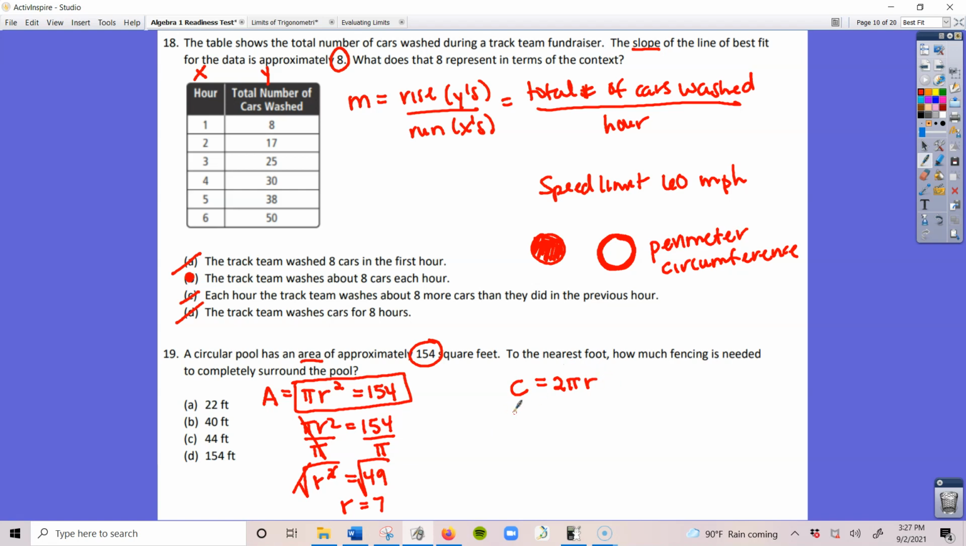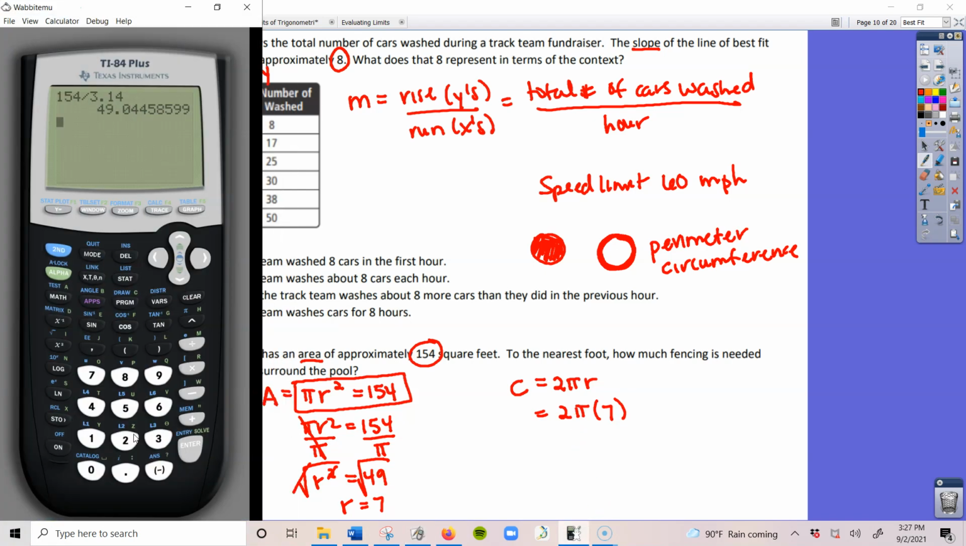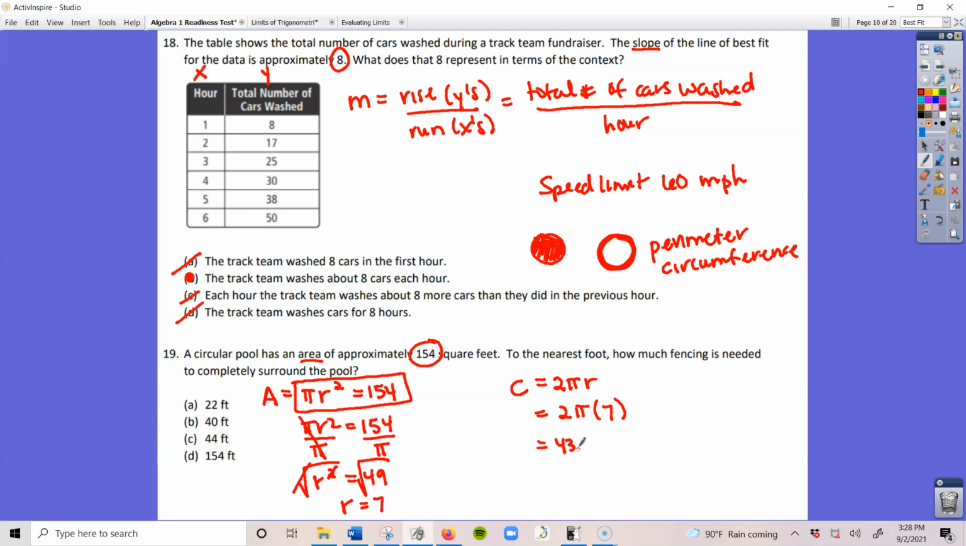Now we need to plug this in. So 2 times pi times the radius, which we got to be 7. I'm going to multiply this now in my calculator. 2 times 3.14 times 7. And I get 43.96. So it's asking me here to the nearest foot. This rounded to the nearest whole number is 44. So that is my answer.